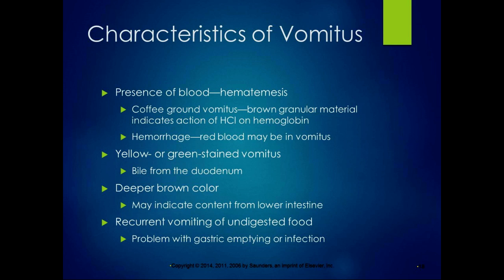Recurrent vomiting of undigested food can indicate a problem with gastric emptying or infection. So the vomit center is activated because of the infection. It's trying to get rid of the pathogen, so it causes you to vomit up undigested food.